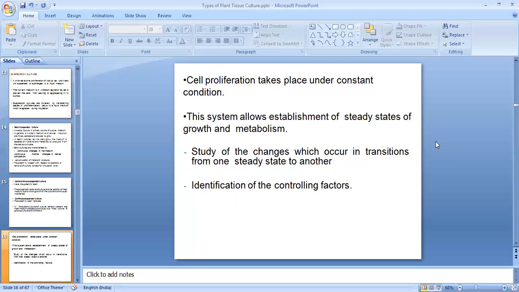This system allows the establishment of steady states of growth as well as the metabolism of the cells. That is, in other words, the production of the secondary metabolites. We can study changes which occur in transitions from one steady state to another state, and identification of the controlling factors also can be monitored over here.